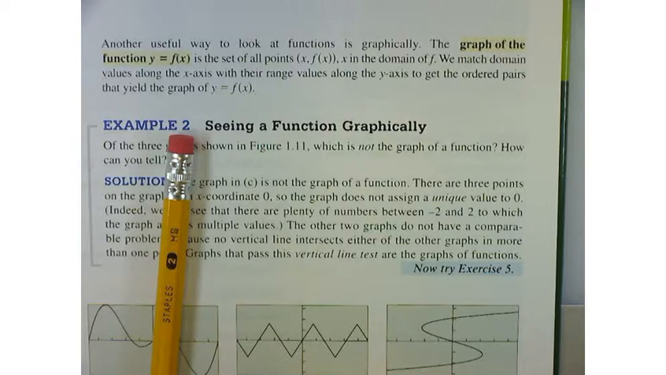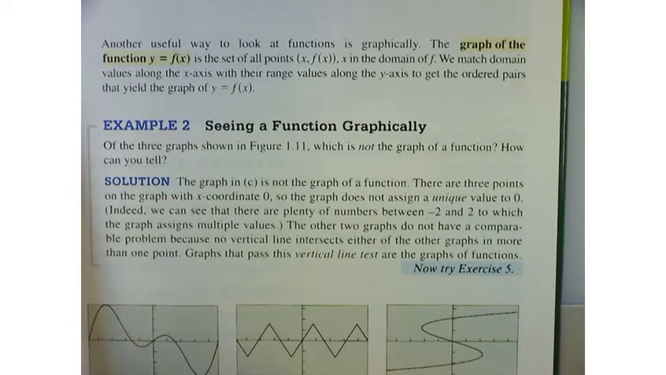But if it only intersects one time, then we consider it a function. If it intersects more than once, then it is not a function. So you could do this visually just by looking at the graph and having a vertical line pass through the graph. One intersection is a function. More than one intersection is not a function. And it doesn't have to do it a lot. It only has to cross one time.